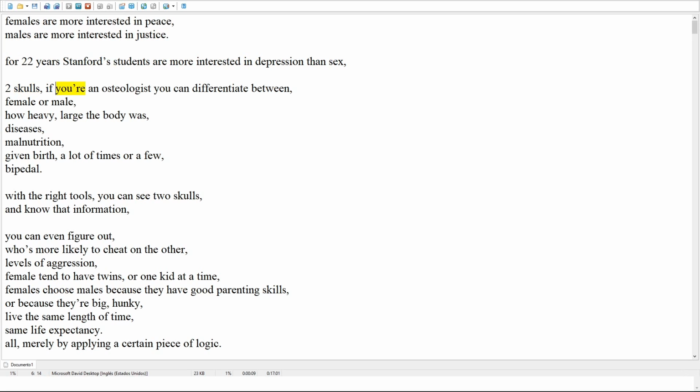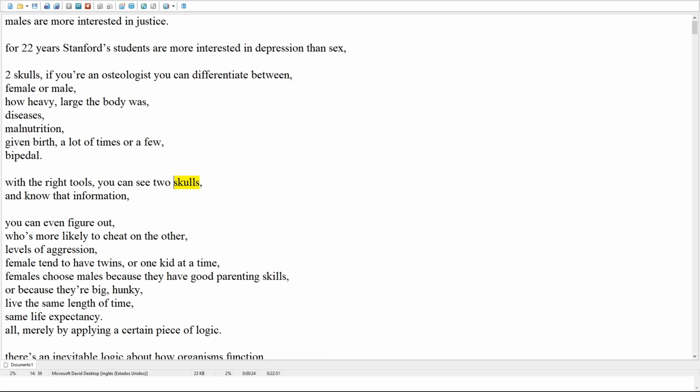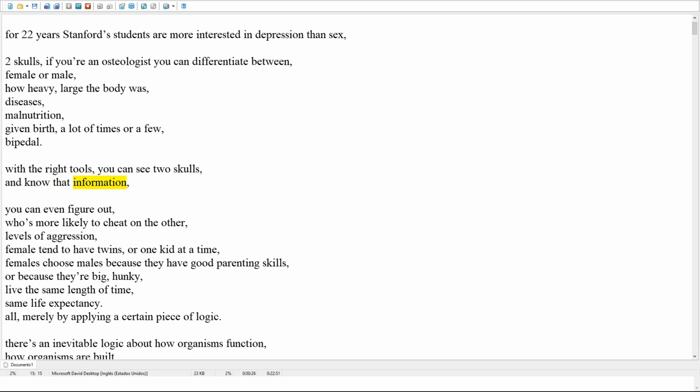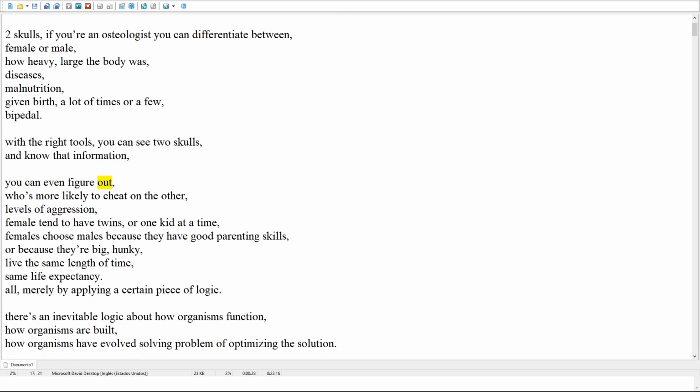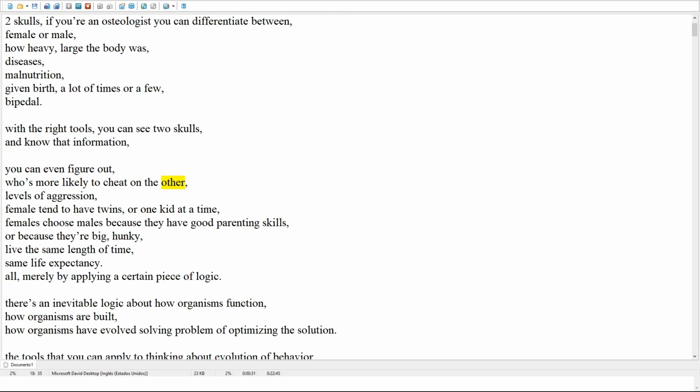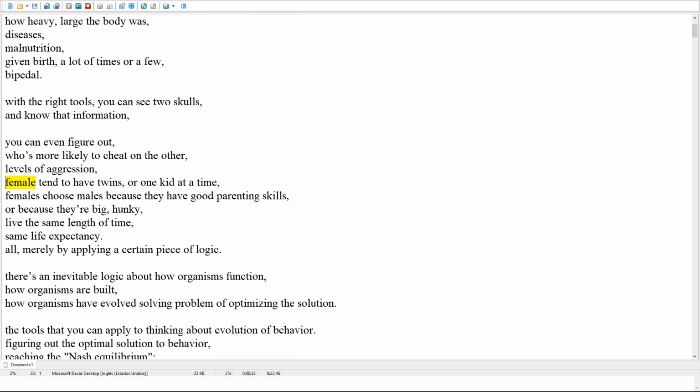Two skulls: if you're an osteologist, you can differentiate between female and male. How heavy, how large the body was. Diseases. Malnutrition. Whether she gave birth a lot of times or a few. Bipedal. With the right tools, you can look at two skulls and know that information. You can even figure out who's more likely to cheat on the other. Levels of aggression. Females tend to have twins, or one kid at a time.